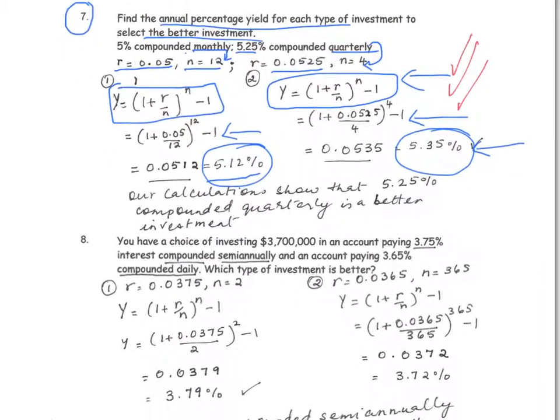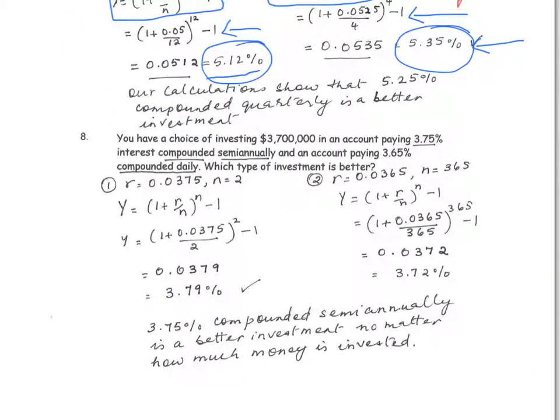Now let's look at the next problem. The question says, you have a certain amount of money to invest, $3,700,000, in an account paying 3.75% interest compounded semi-annually and an account paying 3.65% compounded daily. Which type of investment is better? Here, again, the problem boils down to comparing two types of compound interest accounts.